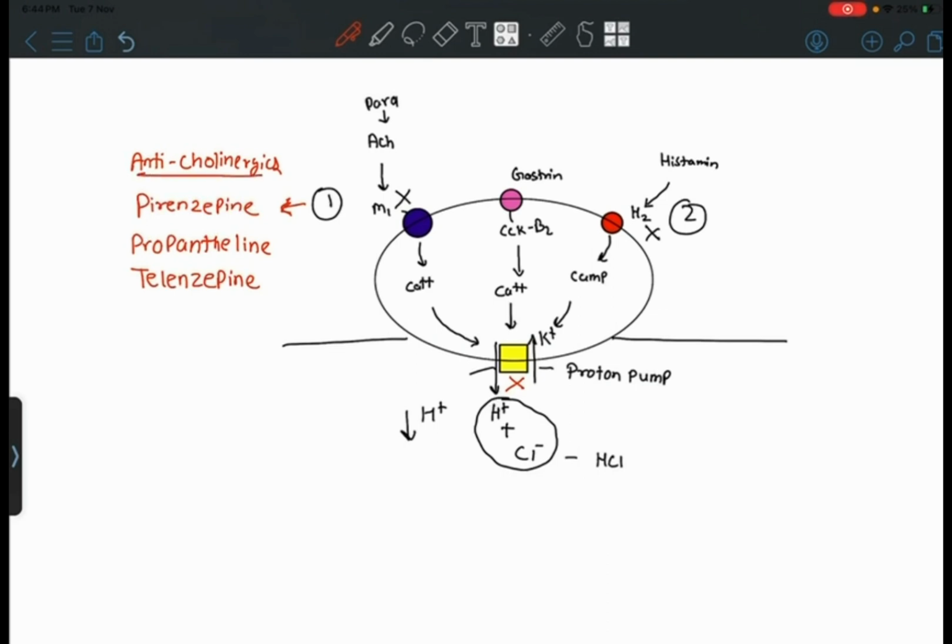Then another, we have the drugs which will block this H2 receptor. These drugs end in tidine, like cimetidine, ranitidine, famotidine, roxatidine, loratadine.